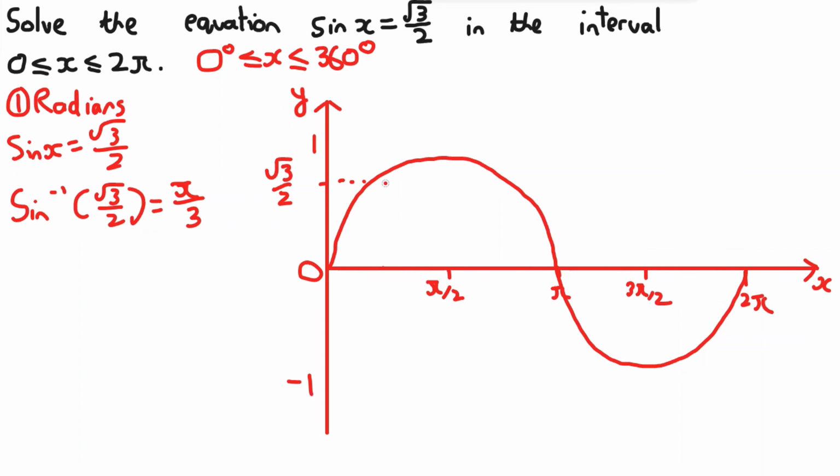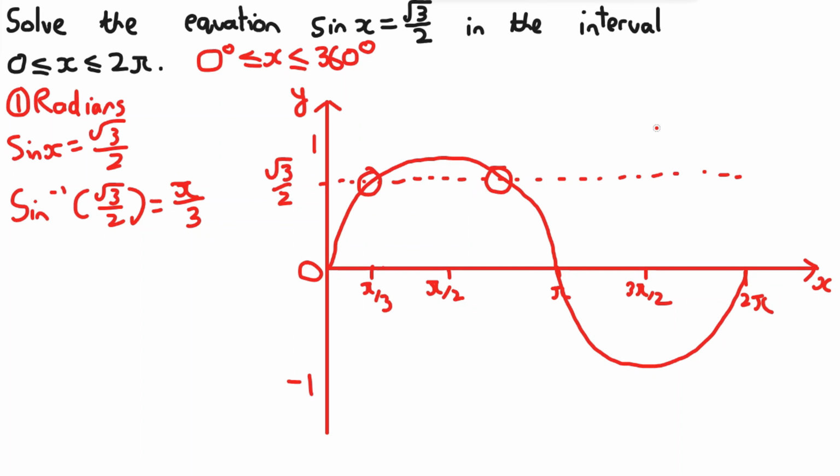So therefore, let's draw a line like this, and we can see that in the interval 0 to 2 pi there are two values in which sin of x is equal to root 3 over 2, here and here. We already know this value here because we figured it out by doing the inverse sin of root 3 over 2. This value here is pi over 3. But what is this value here?